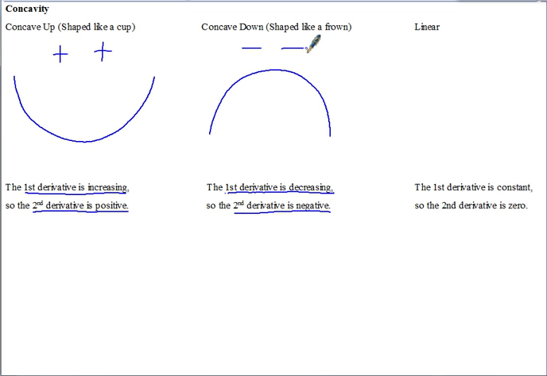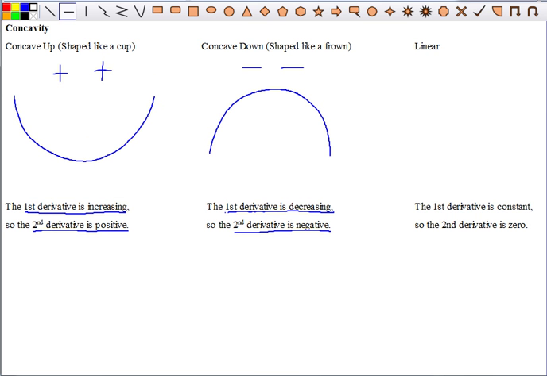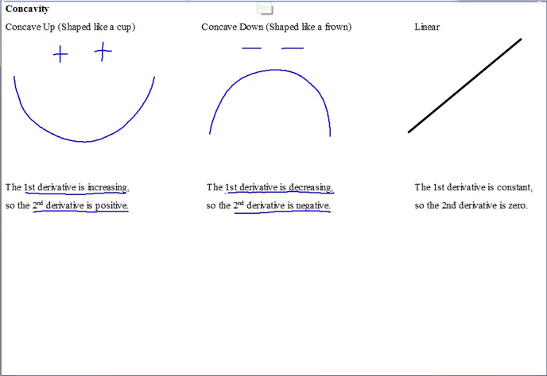Now, if something's not concave up or concave down, the last option is that it's linear. So linear should be a straight line like that. If something's linear, that means the first derivative is remaining constant. A linear graph has a constant slope. It's the same slope all the way across. And if the first derivative is constant, the second derivative must be 0 for that to be the case. So you can see that would be true of any linear function.